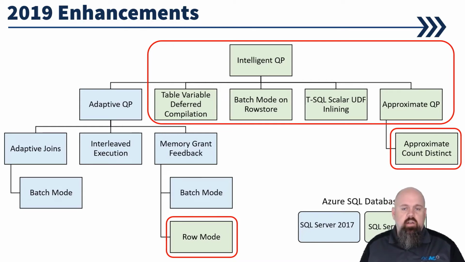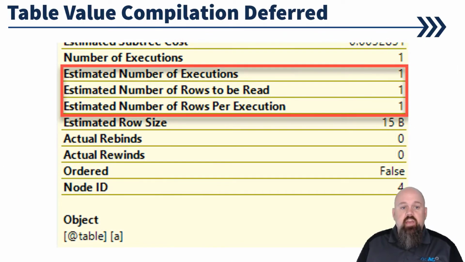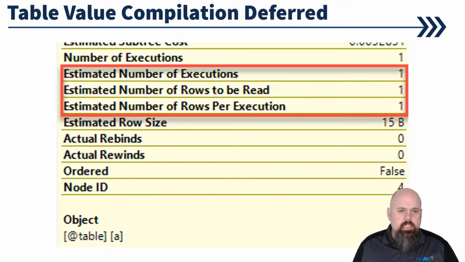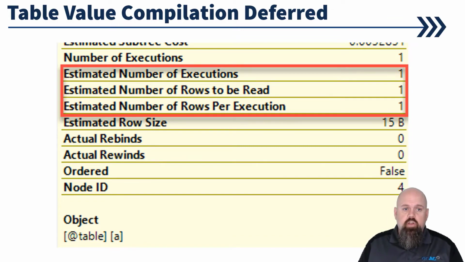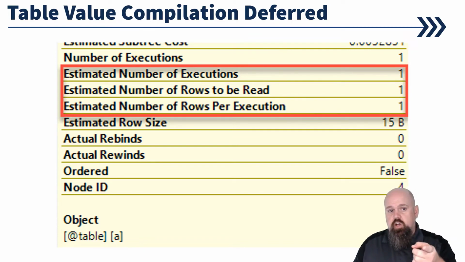So the first one I want to talk about is the table variable deferred compilation enhancement that they released with 2019. If you are familiar with using table variables in your code, you'll know that because there are no statistics on the table variable, anytime we did a query with a table variable before SQL Server 2019, SQL Server always estimated the number of rows to be 1, as you can see on the screen before you. Whether you had 1 row or 100,000 rows, it didn't matter. SQL Server always just thought it was 1 row.